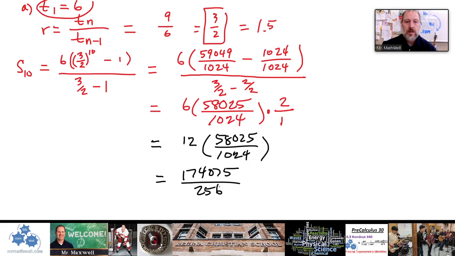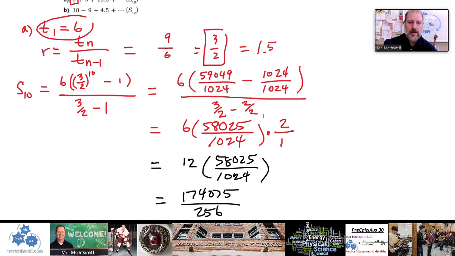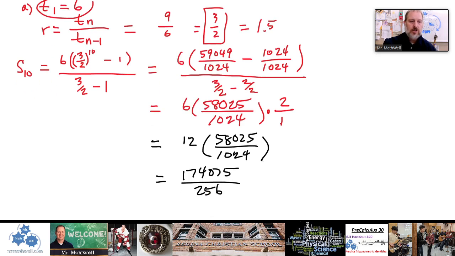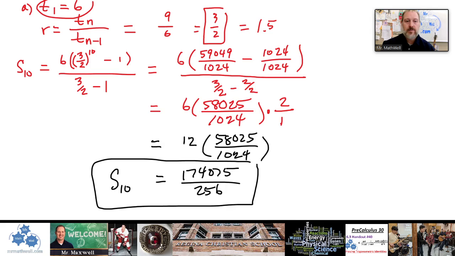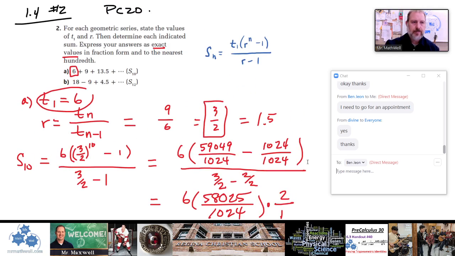Now, did I pay attention to my negative signs and positive signs? You want to go back and double check some things, right? I didn't drop anything or get confused. So this should be the sum of the first 10 terms in exact form. Exact form is a fraction in simplest form. I'll just double check my work here. Okay, the answer looks good. So that's 2a. I hope that helps. And yeah, goodbye for now.